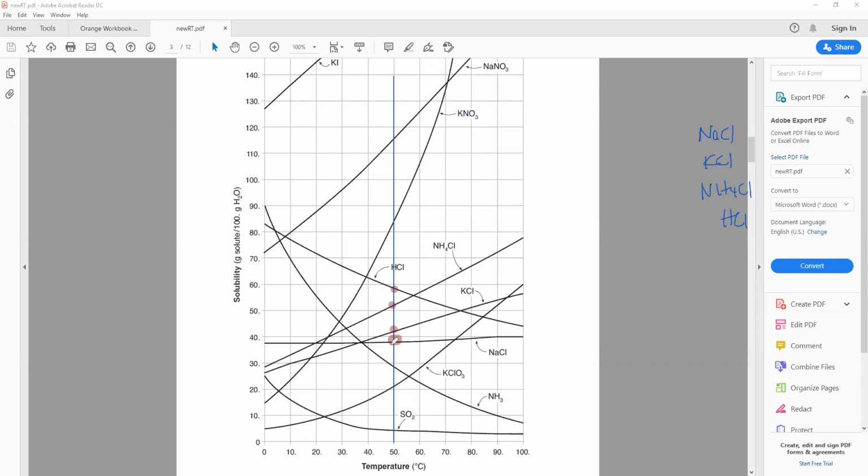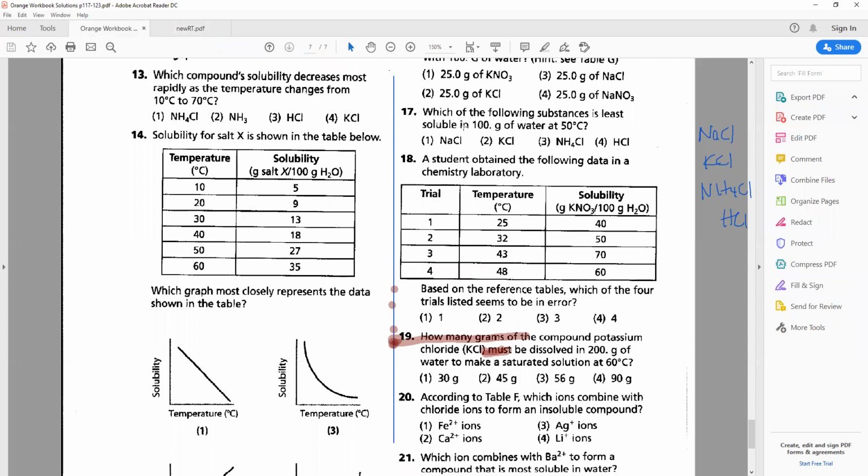So which one dissolves the least amount of salt? Which one is the least soluble? Which one is the lowest on the graph? We're going to see that it's NaCl. Therefore, the answer is going to be NaCl. Okay.